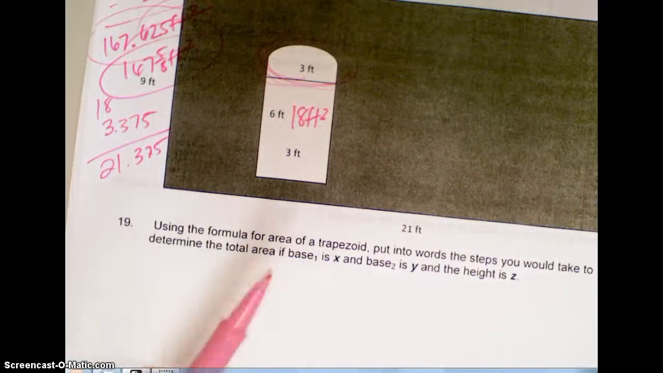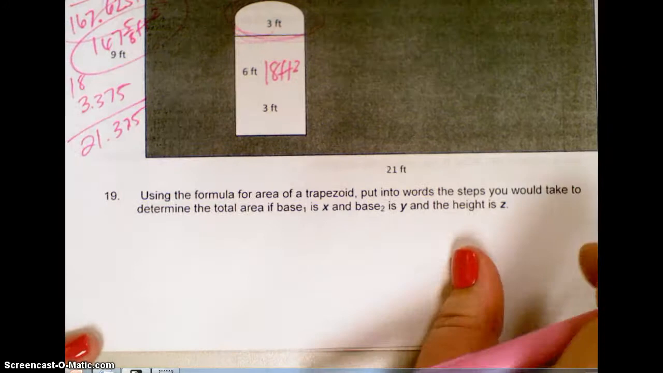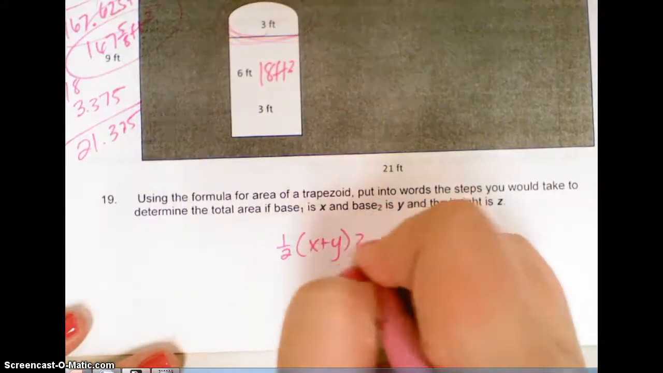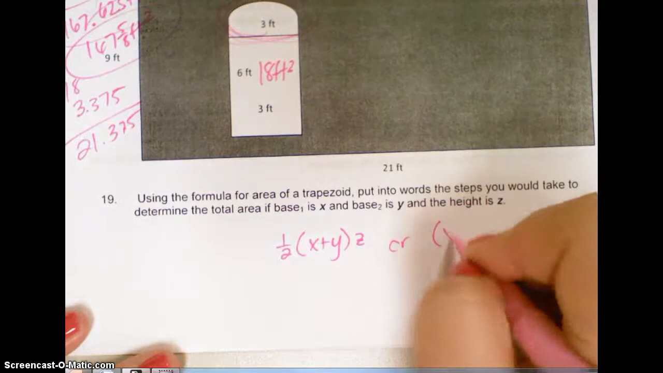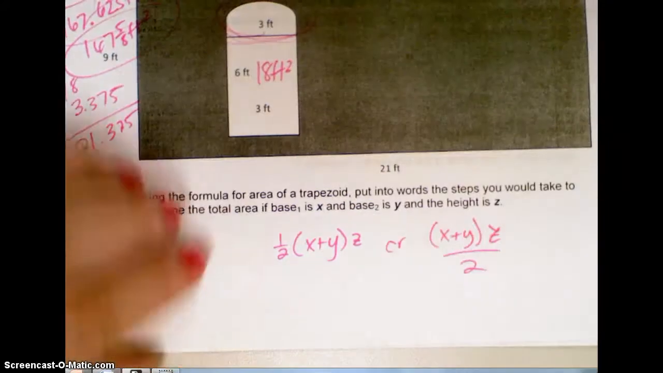Number 19, using the formula for area of a trapezoid, put into words the steps you would take to determine the total area if base 1 is x and base 2 is y and the height is z. In words, you would need to say you're doing x plus y times z divided by 2, or 1/2 of x plus y times z. Okay, I'm not going to put it into words, but I'll write it like that. Either one of those. In words would have been good.